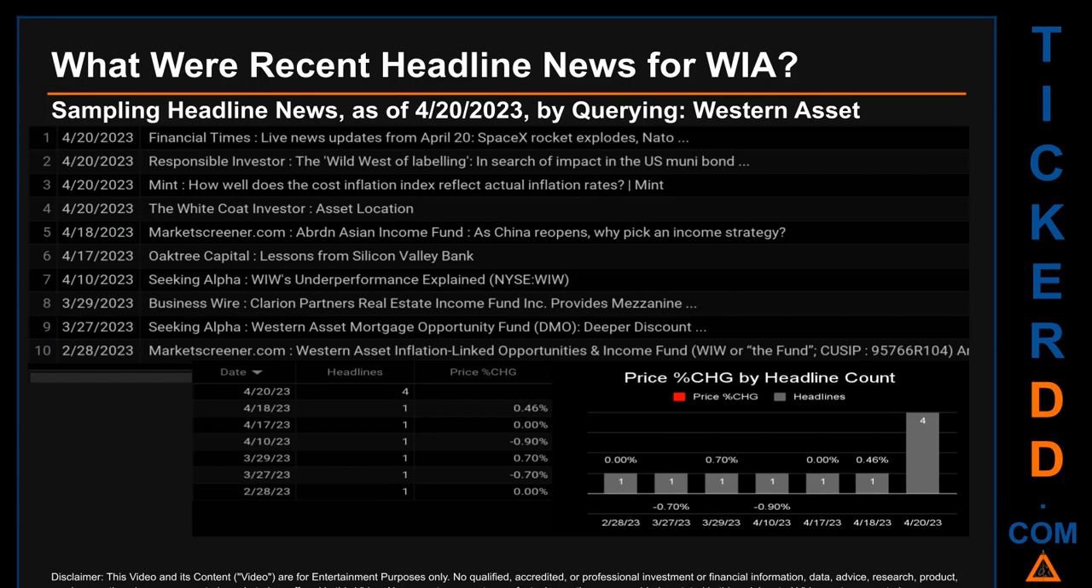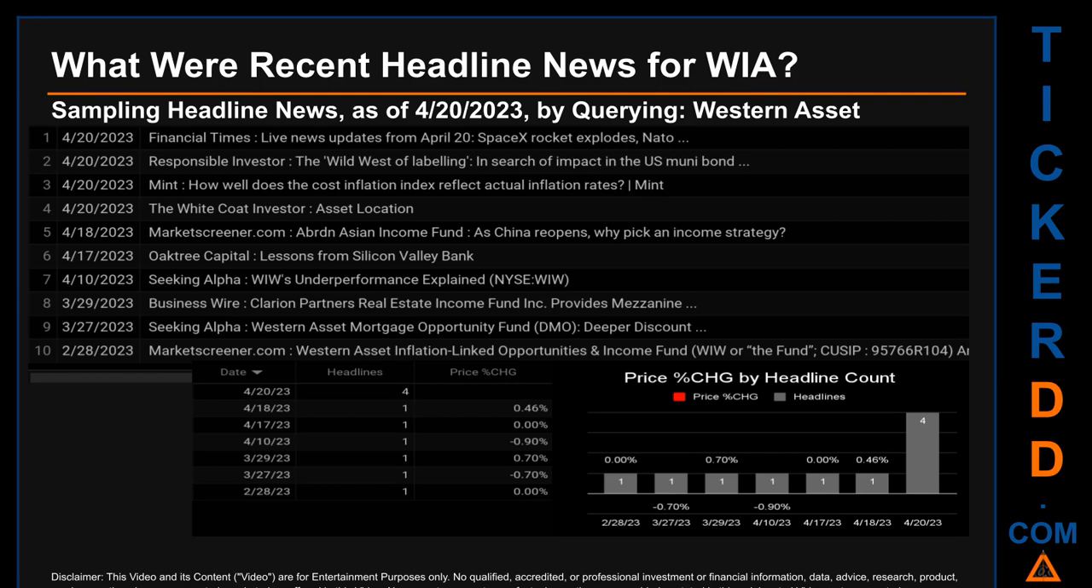Publication dates spanned 51 days. The latest publication was actually today, Thursday, April 20, 2023, when there were 4 found headlines. Financial Times published the headline that read, Live News Updates from April 20th, SpaceX Rocket Explodes, NATO. Responsible Investor published the headline that read, The Wild West of Labeling, in Search of Impact in the U.S. Muni Bond. Mint published the headline that read, How well does the Cost Inflation Index reflect actual inflation rates, Mint? The White Coat Investor published the headline that read, Asset Location.